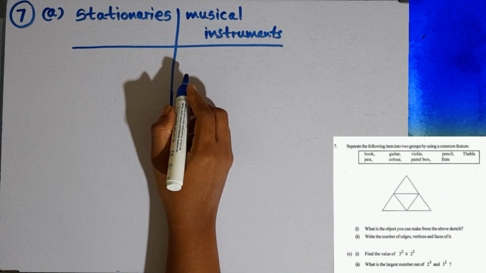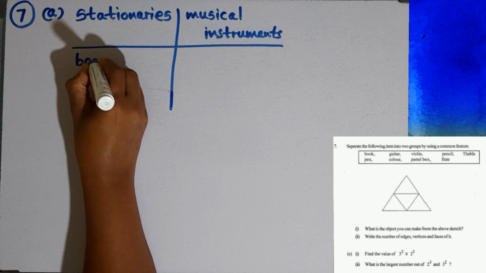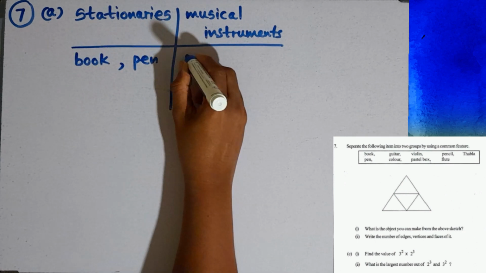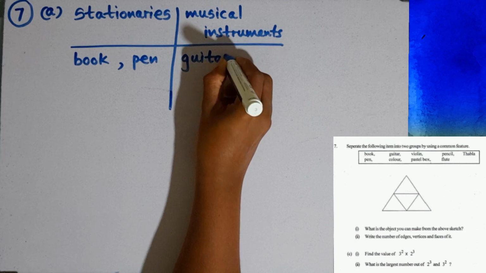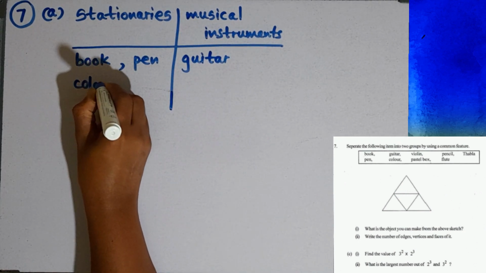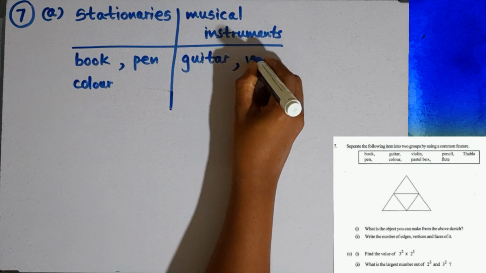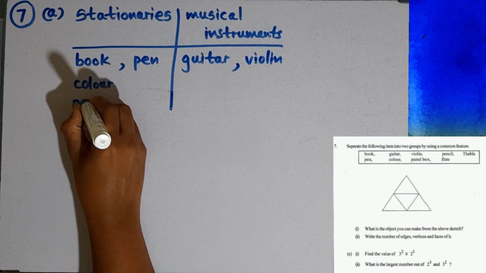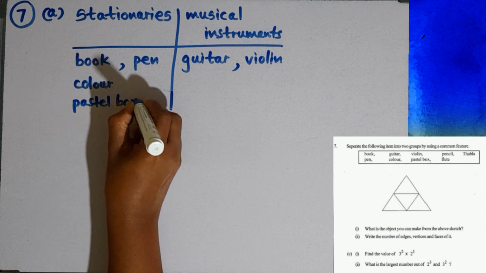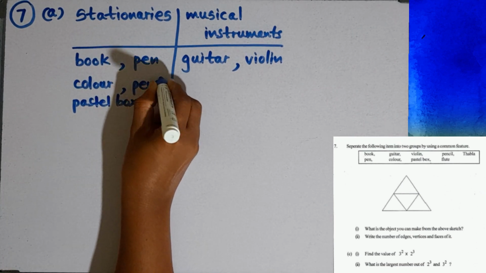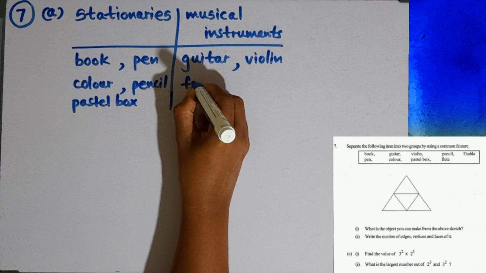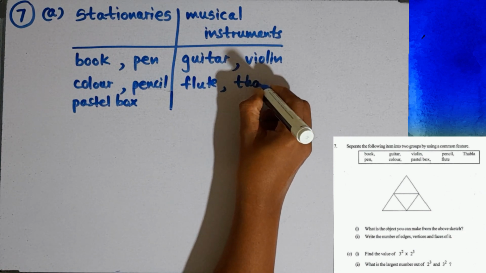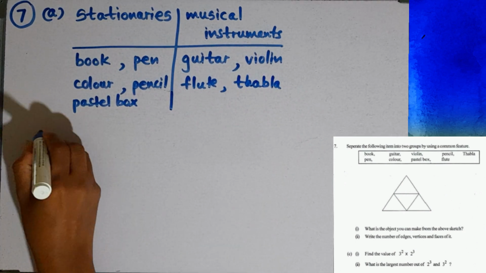Then I can separate like this. Book. Book is a stationery item. Then pen. Pen is also here. Then guitar. Guitar comes to musical instruments. Then color. Color comes here. Then violin comes here. Then next one, pastel box. Then next, pencil. Then flute. Flute comes here. Then tabla. So this is the way we are separating that.